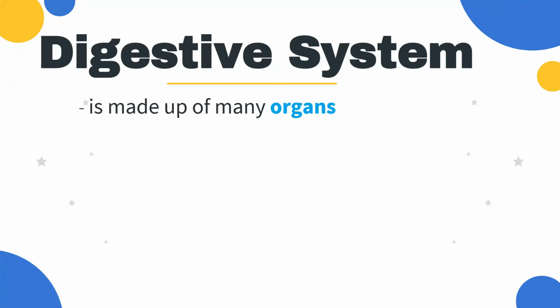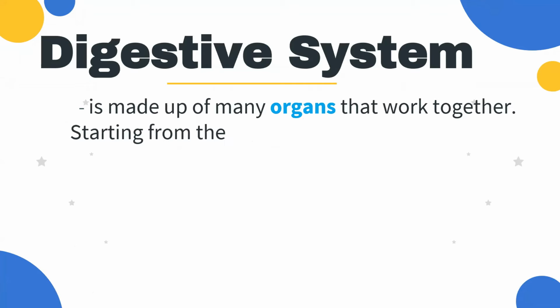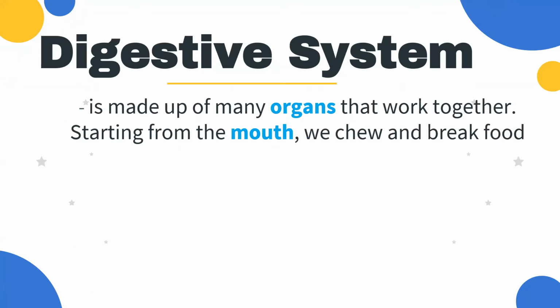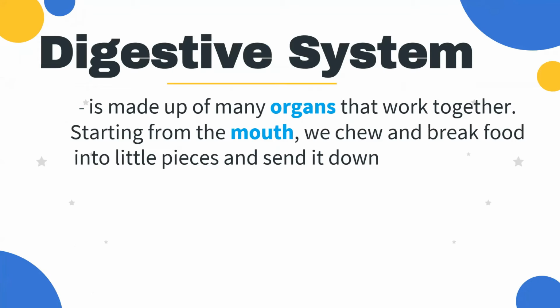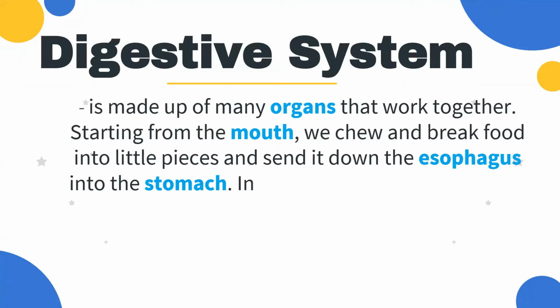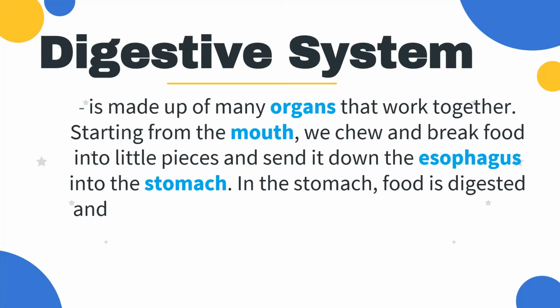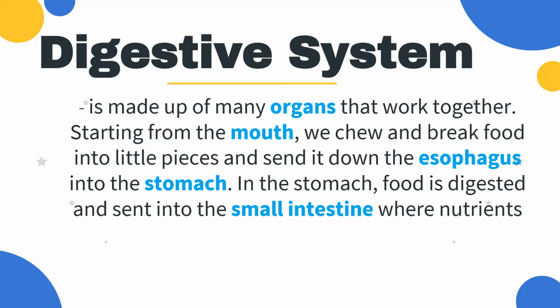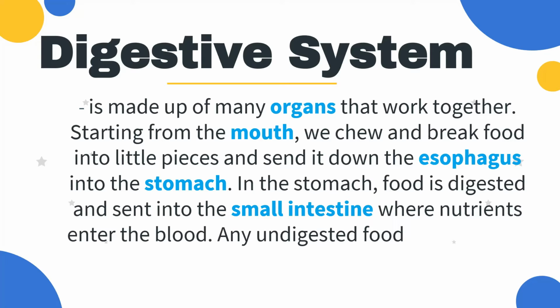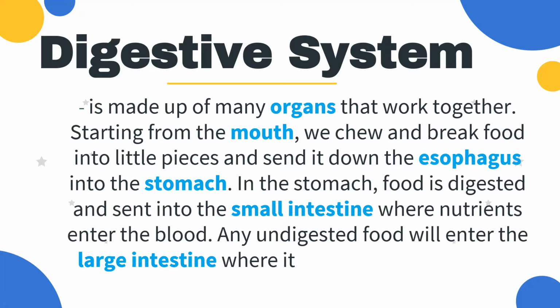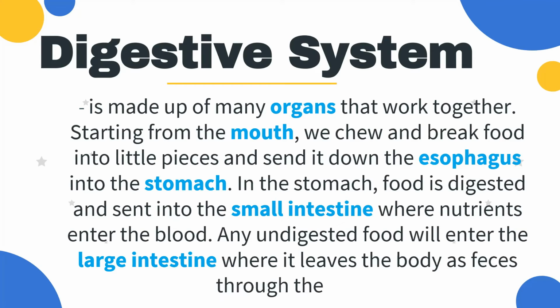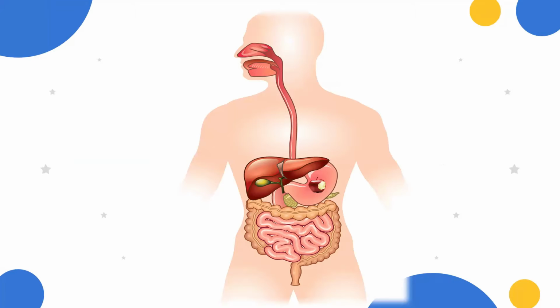The digestive system is made up of many organs that work together. Starting from the mouth, we chew and break food into little pieces and send it down the esophagus into the stomach. In the stomach, food is digested and sent into the small intestine where nutrients enter the blood. Any undigested food will enter the large intestine where it leaves the body as feces through the anus. The digestive system has organs that work to break down food and take up its nutrients. It also has organs that send out undigested food and food waste from the body.